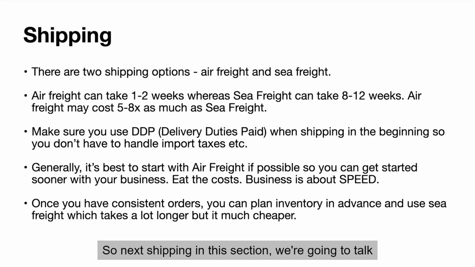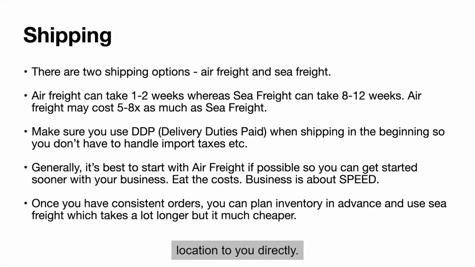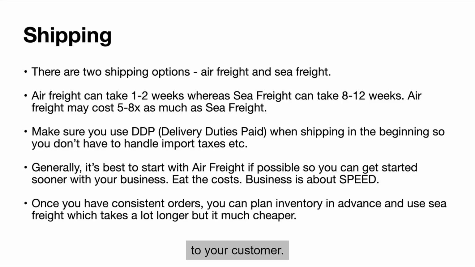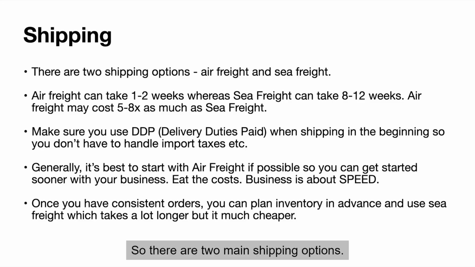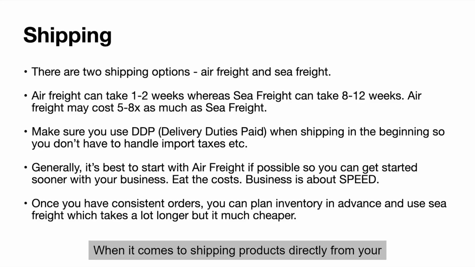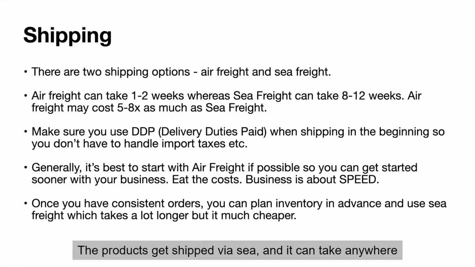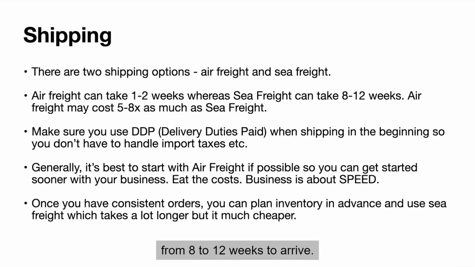In this section, we're going to talk about shipping the products from China or your supplier's location to you directly. I'm not talking about shipping the product from your house to your customer. That's a different discussion. So there are two main shipping options when it comes to shipping products directly from your supplier. There's air freight and there's sea freight. The obvious difference is with air freight, your products get shipped via plane and they arrive within 1 to 2 weeks. With sea freight, the products get shipped via sea and it can take anywhere from 8 to 12 weeks to arrive.